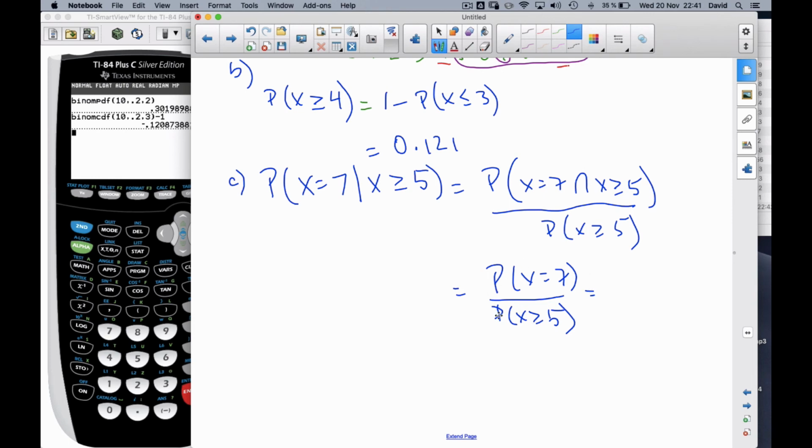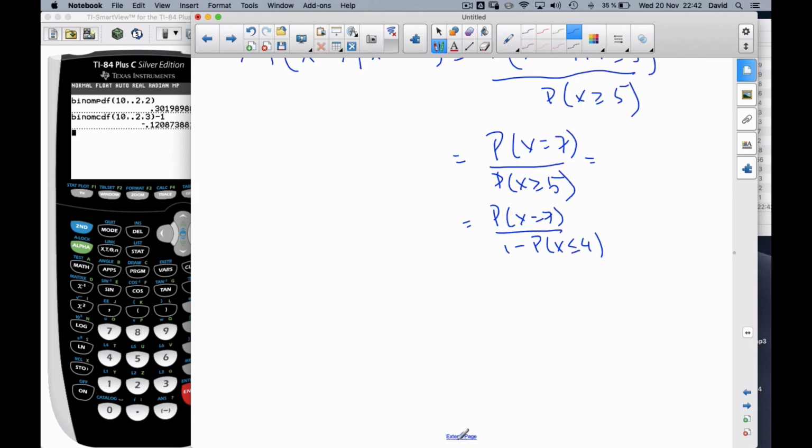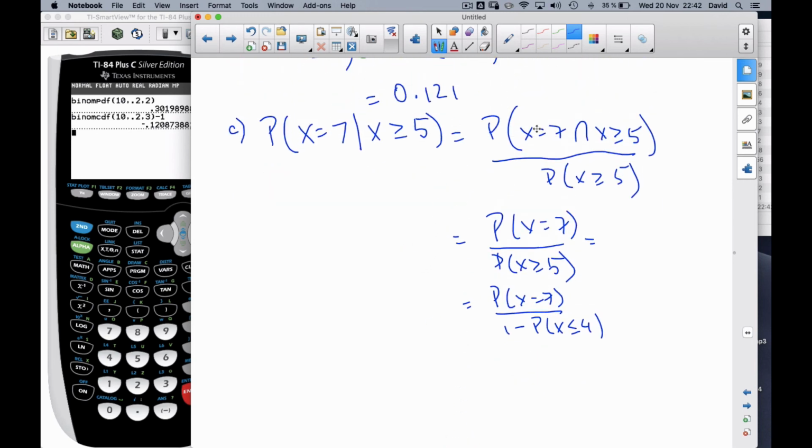And so using my calculator, I know I can't do bigger than 5. I can only do less, starting from 0 up to 4. So I'm going to do the probability of X equal to 7 over 1 minus the probability of X being less than or equal to 4. And this thinking here, it is really important that you do this kind of thinking, because this is the communication part, right? This is like the algebra of probability going on here. And so now I can just go to my calculator, plug this all in.